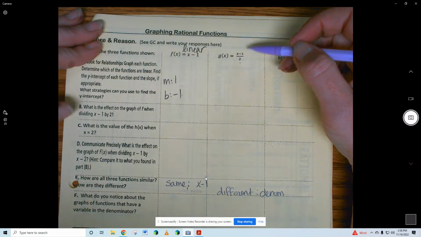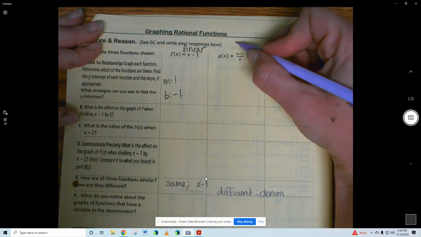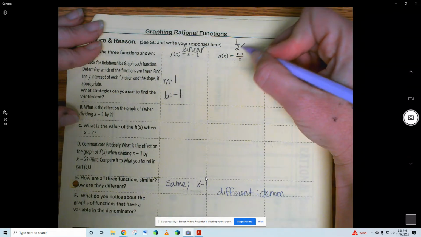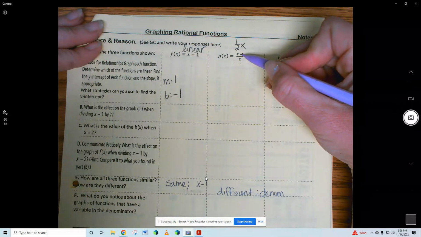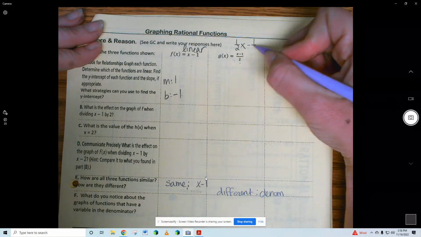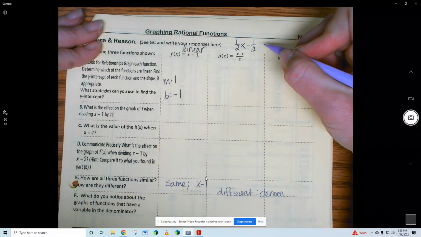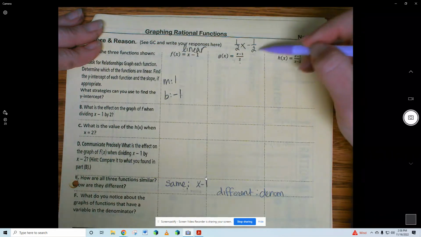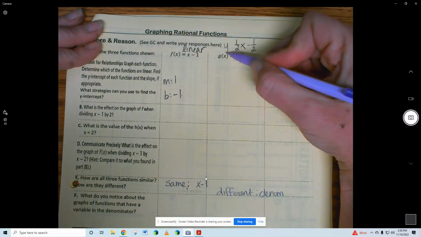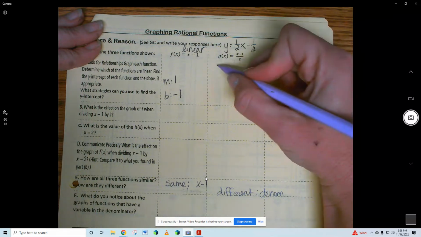Well, okay, let's rewrite it. x over 2. That would be 1/2 x, and then -1 divided by 2. What's this right here? What kind of graph would this be? Linear, something you would have learned in Algebra 1. This is also linear.